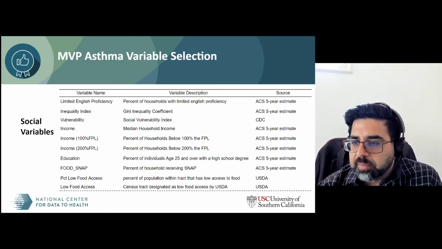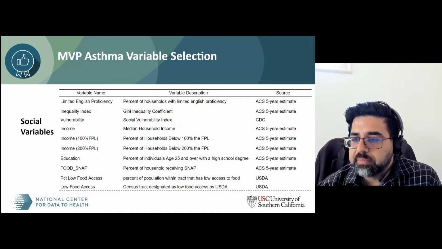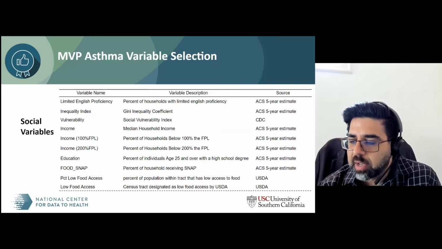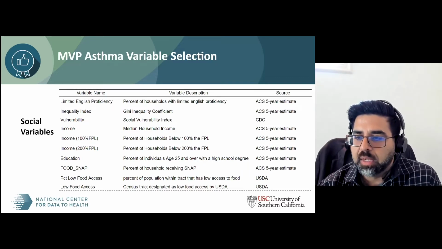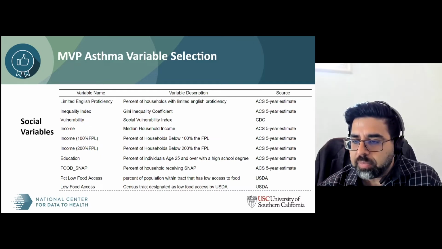These other income variables supplement and enrich the 100 FPL and 200 FPL. And the education variable, the percent of individuals age 25 and over with a high school degree. Hopefully, soon enough that's going to be changed into a college degree and above. But basically, it allows a good gauge of what percentage of people can understand the communication that they have with their provider.